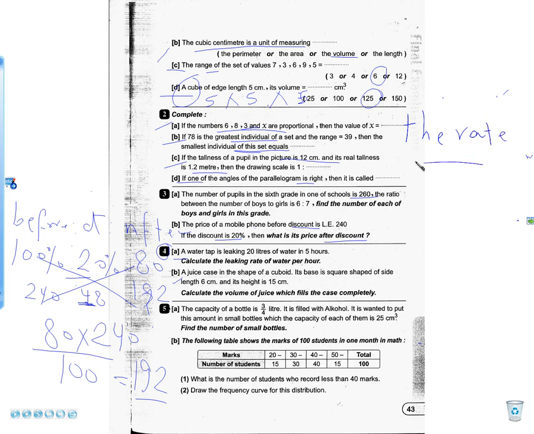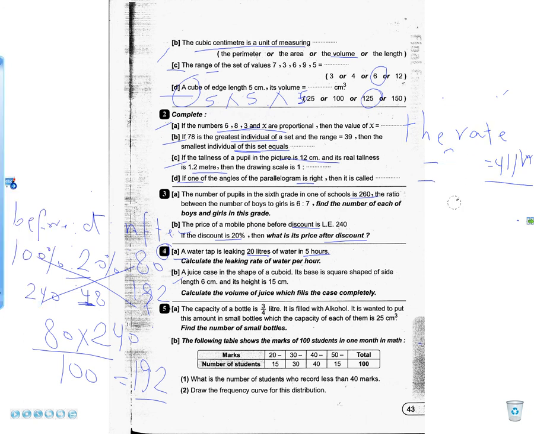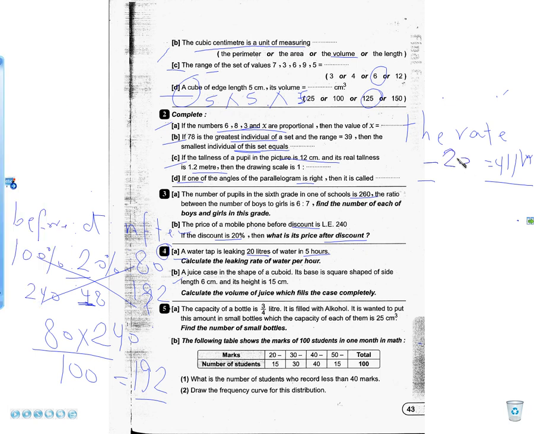The first number is for liters, the other one for time, hours. 20 over 5, and we get 4 liters an hour. Then we move to the other questions.